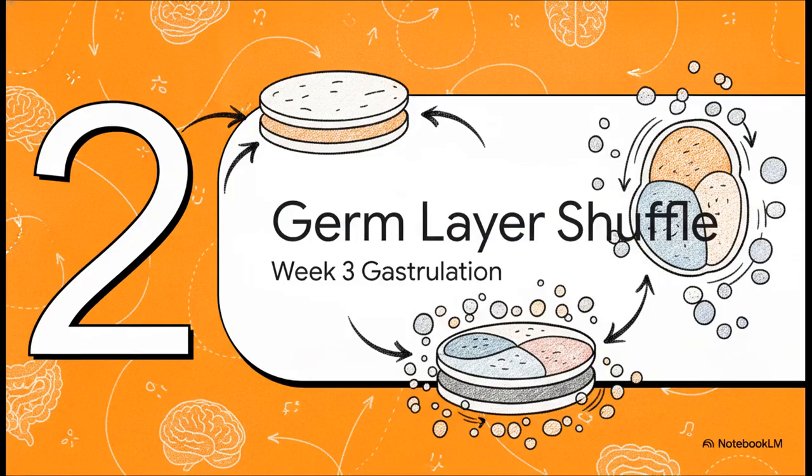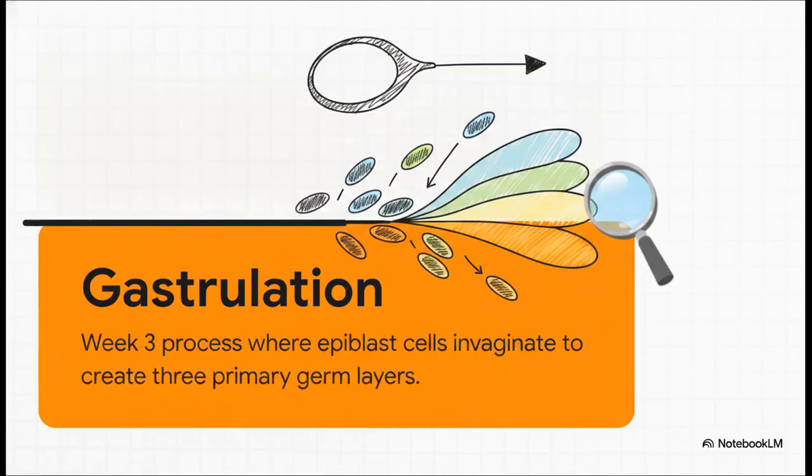Moving on to part 2, the germ layer shuffle, which happens during week 3 gastrulation. Okay, so this is where things get truly dynamic. Gastrulation kicks off with the formation of the primitive streak. I want you to think of this streak as the architectural starting line. It completely sets the entire body's cranial, caudal, or head-to-tail axis. Those epiblast cells we just talked about, they actually begin to migrate inward, or invaginate, right through this streak to create our 3 primary germ layers, the ectoderm, mesoderm, and endoderm.